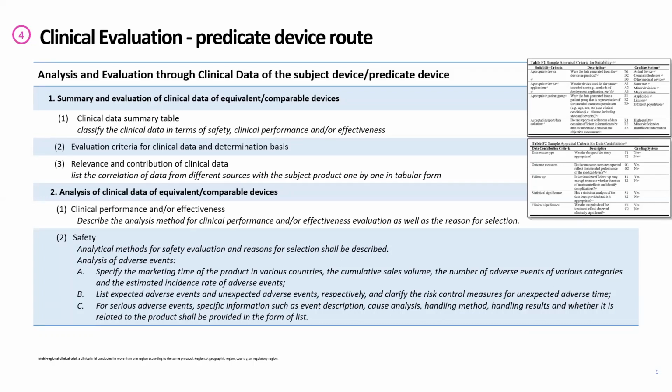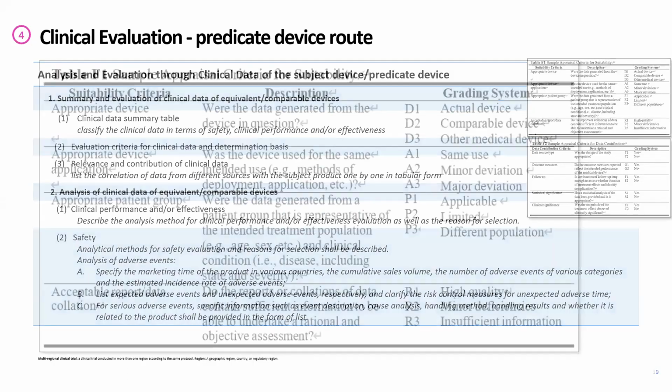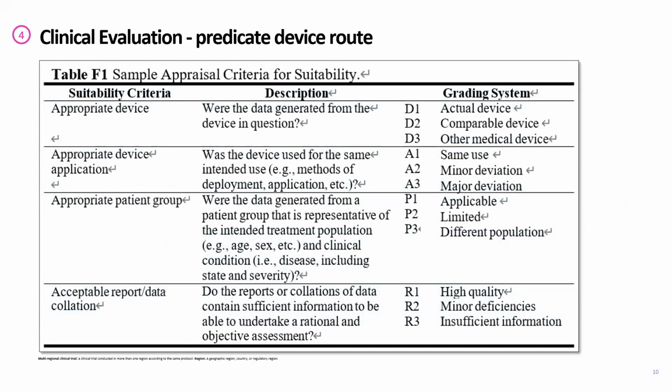As the guideline mentions, when we know how much clinical evidence we have, the first thing we need to do is summarize this clinical data, how much clinical data we have. Then we need to evaluate the criteria of this clinical data, and it gives us two tables. And the next page, please. Table 1 shows us whether the literature or the clinical data is suitable. So we need to evaluate from these four parts.